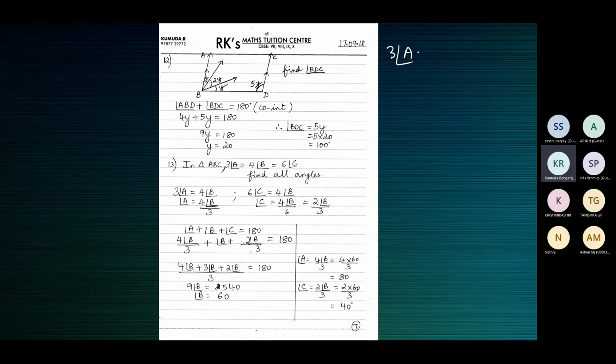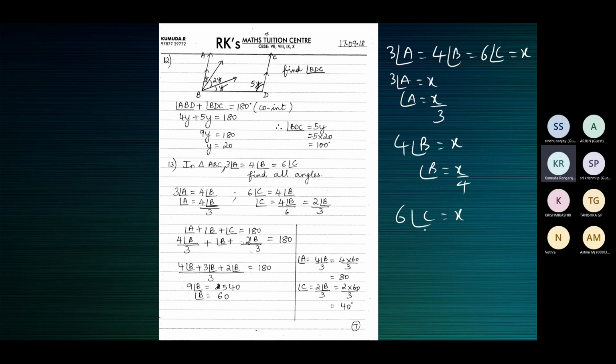Thrice of angle A is equal to 4 times angle B is equal to 6 times angle C. Let all this be equal to X. See, these are all equal. Let that be equal to X. Now, thrice of angle A is equal to X, so angle A is equal to X by 3. Similarly, 4 times angle B is equal to X, so angle B is equal to X by 4. 6 times angle C is equal to X, so angle C is equal to X by 6.